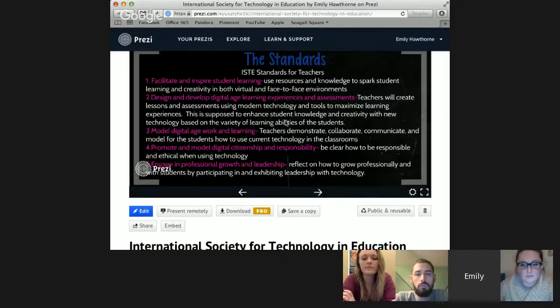Next will be the third standard for teachers. ISTE Teacher Standard number 3 is modeling digital age work and learning. Some key points from this standard were to collaborate, demonstrate, communicate, and model for the students how to use current technology in the classroom. This standard relates back to the essential condition, technical support. This essential condition states that there is consistent and reliable assistance for maintaining, renewing, and using ICT digital learning resources.